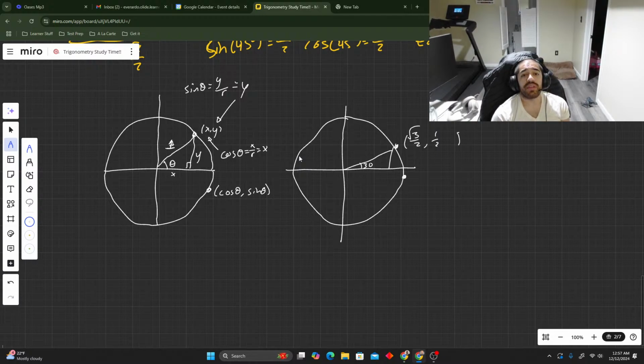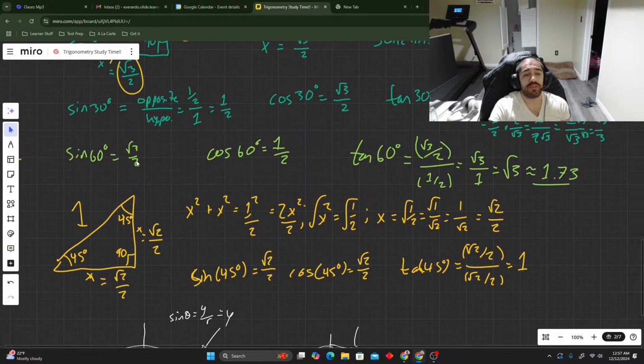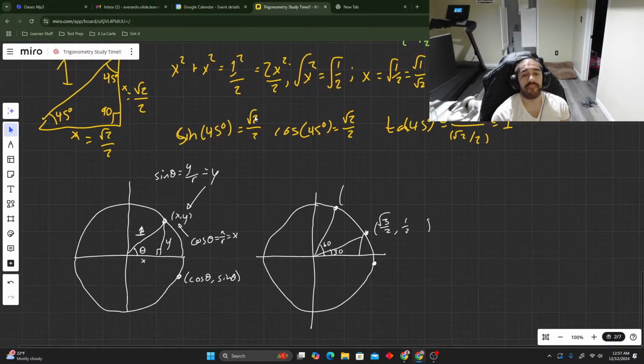And so, given that, here at 60 degrees, you're going to have sine of 60. Let's go back up here. We solved sine of 60 to be the square root of 3 over 2, and cosine of 60 to be 1 half. And right here, at 45 degrees, we did square root of 2 over 2, square root of 2 over 2.